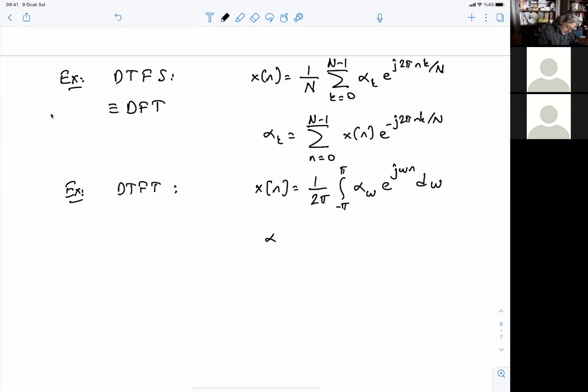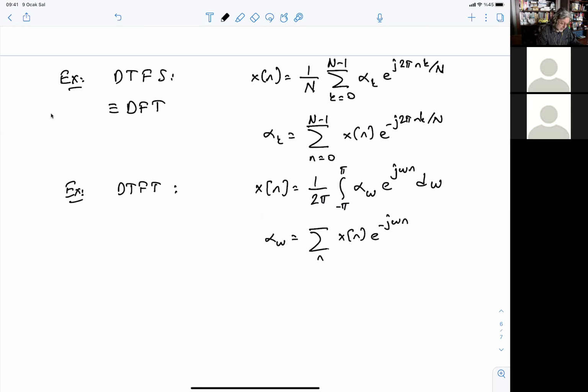By the way, alpha omega, which is actually the Fourier transform, is the inner product of x of n, which requires a summation. And here, n is from minus infinity to infinity because it's a normal, arbitrary discrete time signal. The conjugate of e to the j omega n is e to the minus j omega n. And that's it. Because it's a summation, we don't have dn or anything.